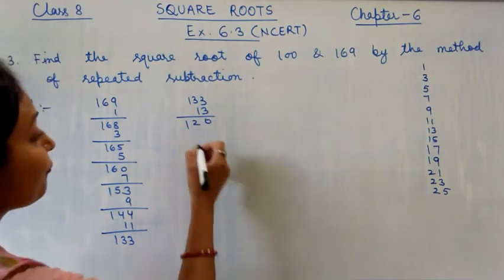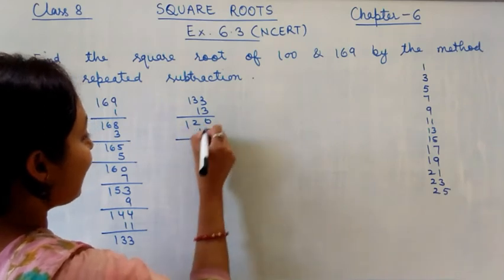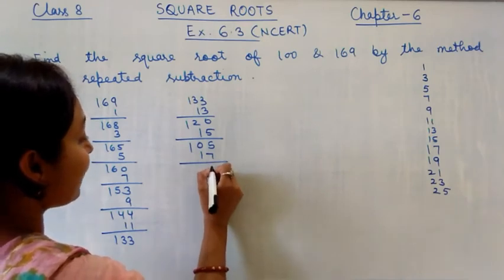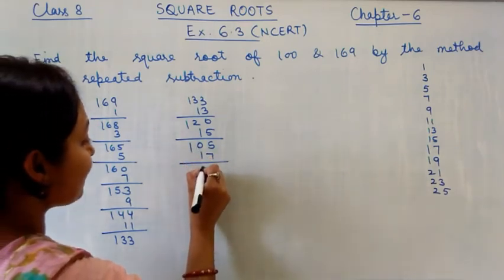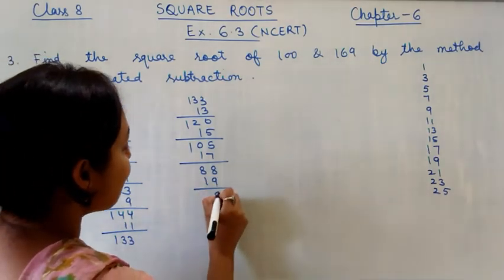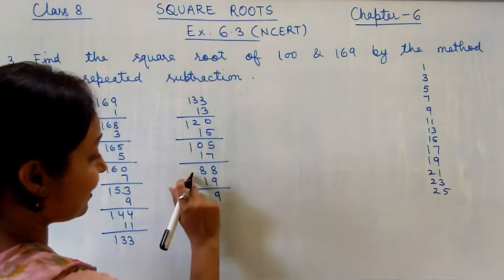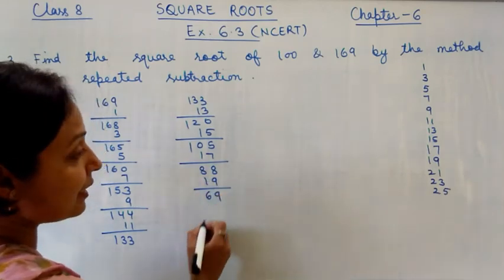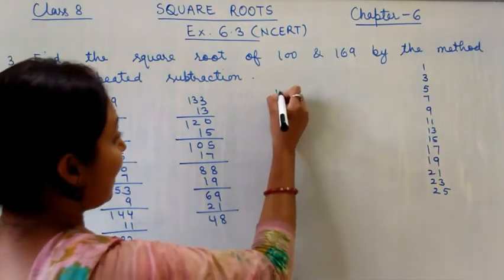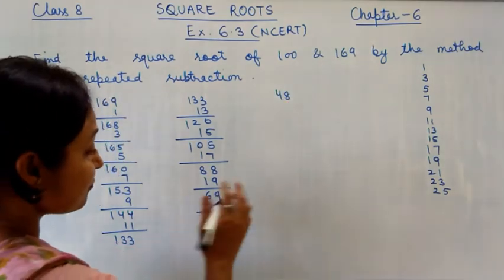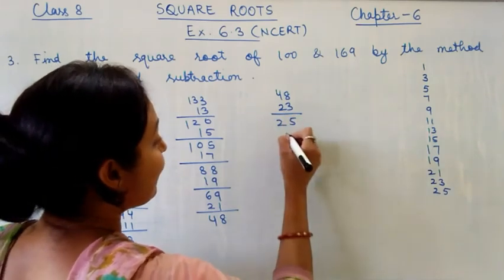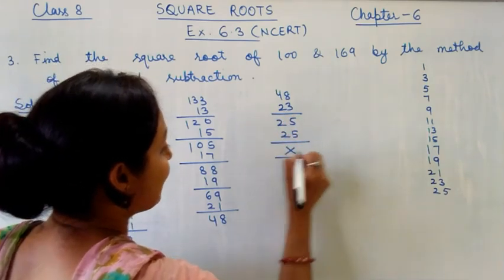Then after that we have 15, then 17, then 19, then 21, then 23, and after that 25. This cancels out.